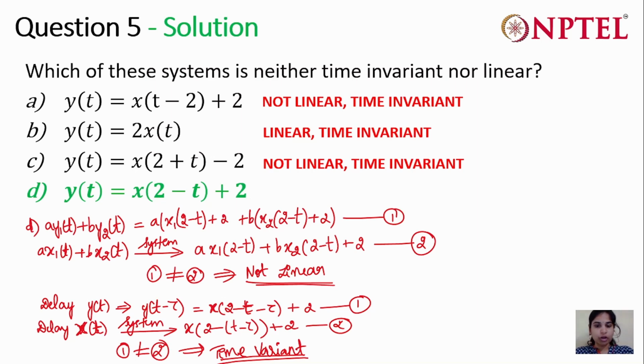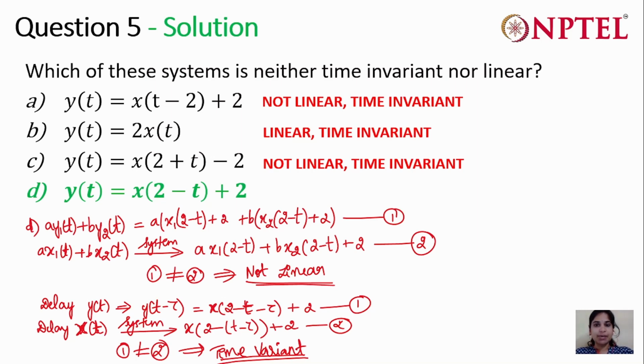For non-linear, we know how to check. If I do a into y1 of t plus b into y2 of t, and if I give as input a into x1 of t plus b into x2 of t into the system, what I am getting is the second. So 1 is not equal to 2. So directly the system is not a linear system.